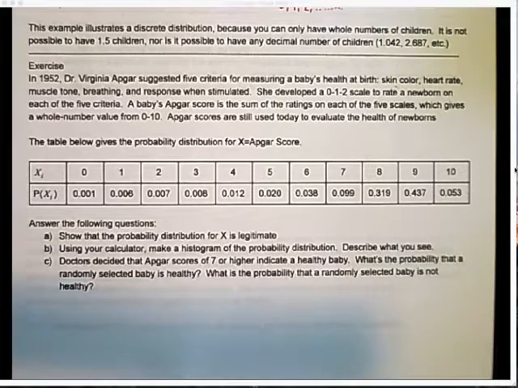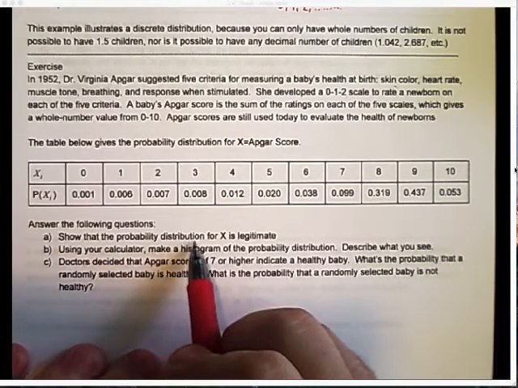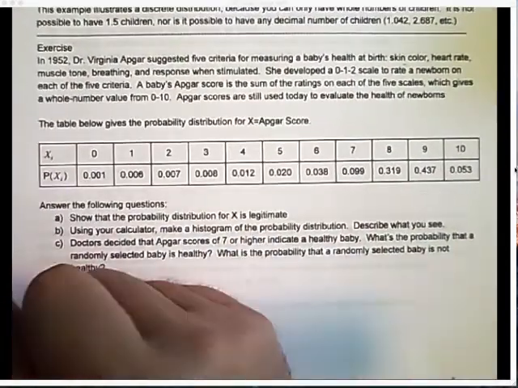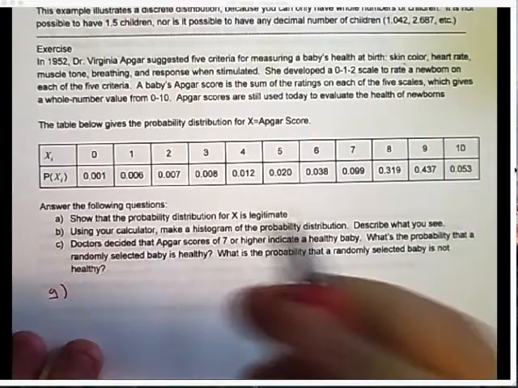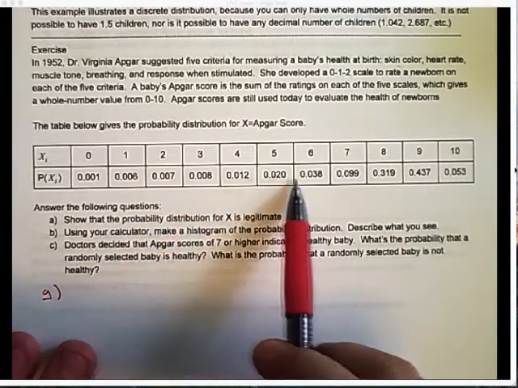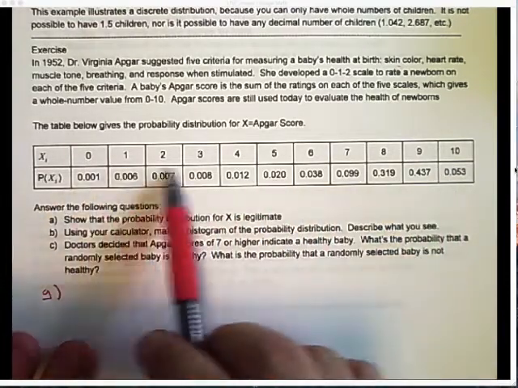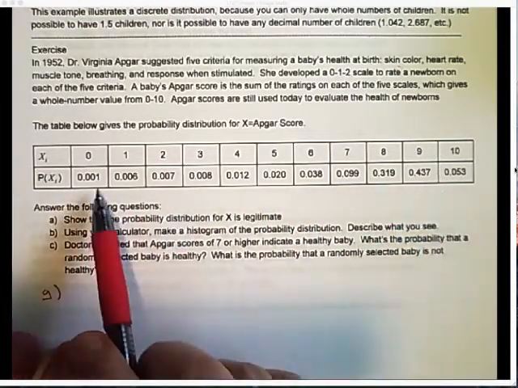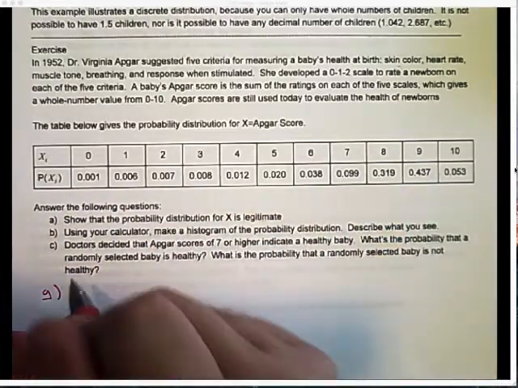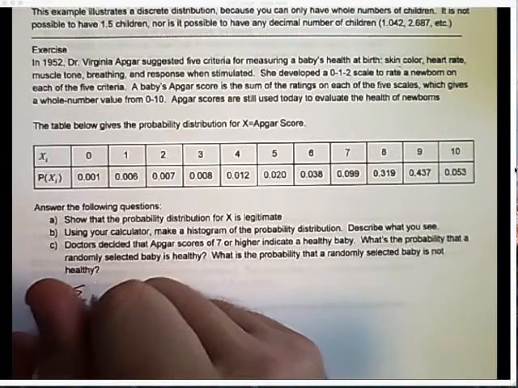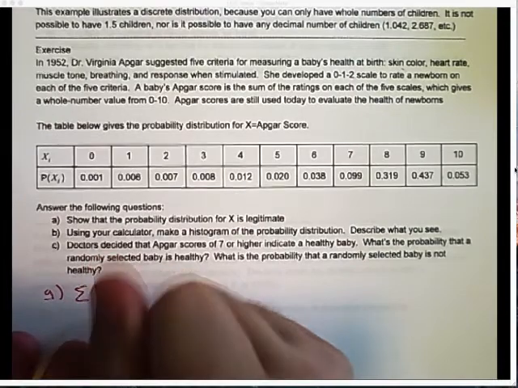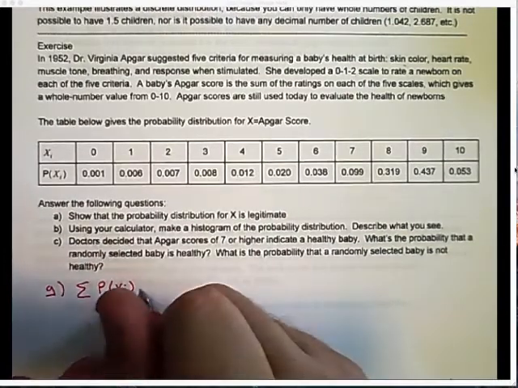Okay. So part A, it says show that the probability distribution for X, for Apgar score, is legitimate. So the way I would do that, the only way it's a legitimate probability distribution is if all of these numbers add up to 1 and their individual probabilities are between 0 and 1. Well, that's definitely true. But is this true? What is the sum of the probabilities of each Apgar score?